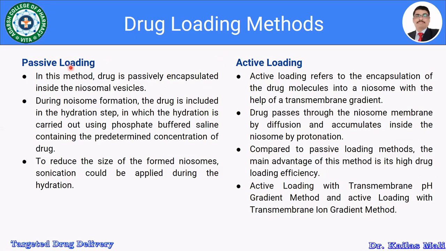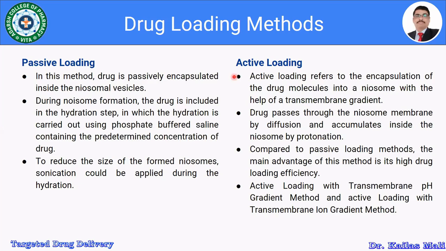In the case of passive loading, the drug is passively encapsulated inside the niosomal vesicles like a liposome. During niosome formation, the drug is included in the hydration step, in which the hydration is carried out using phosphate buffer saline containing a predetermined concentration of drug. To reduce the size of formed niosomes, sonication could be applied during the hydration. So passive loading is simply in the preparation method itself, either in the organic phase or in the aqueous phase, we are dissolving the drug. That is the passive loading.